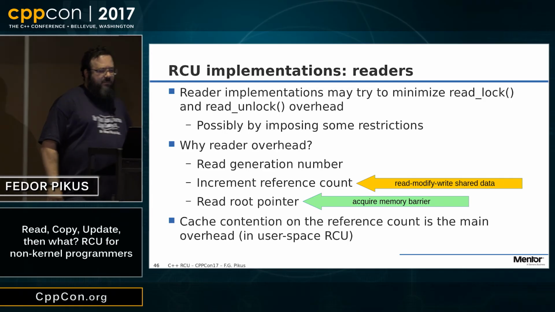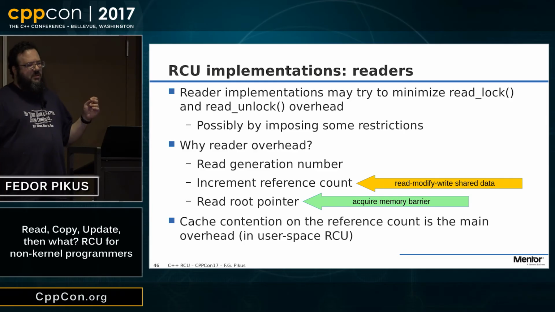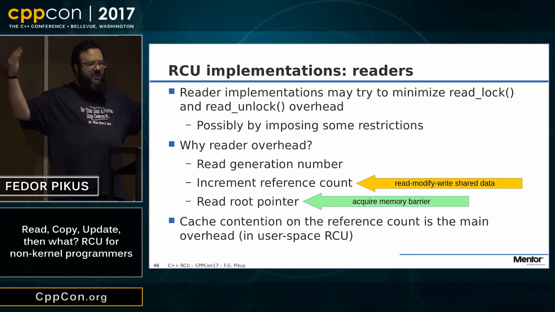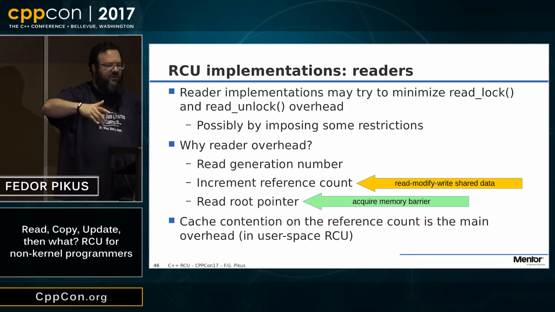Now, if I wanted maximum throughput of readers, I would make read-unlock as efficient as possible, and I might impose some additional restrictions on that. So what would be the reader overhead? Well, you could make read-unlock heavy, or you could make it garbage collect. Let's say you didn't do that. There's still overhead. You have to read the generation number, and in my schema, you have to increment the reference count of the generation. That's read, modify, write on shared data, because all the readers are doing atomic increments on that shared data. And then I have to acquire-read the root pointer.